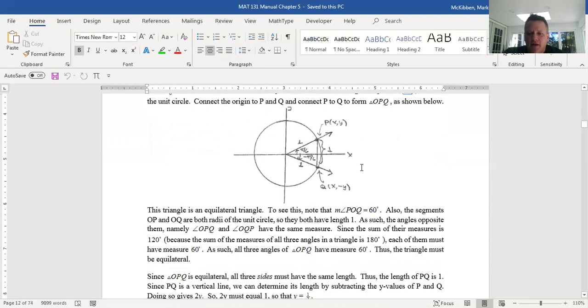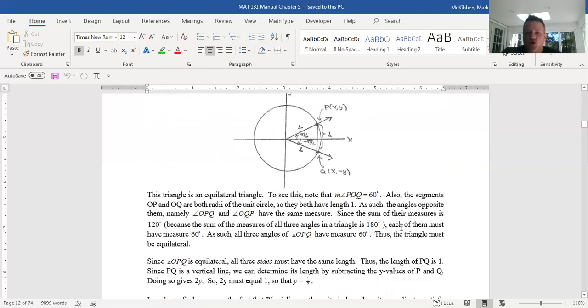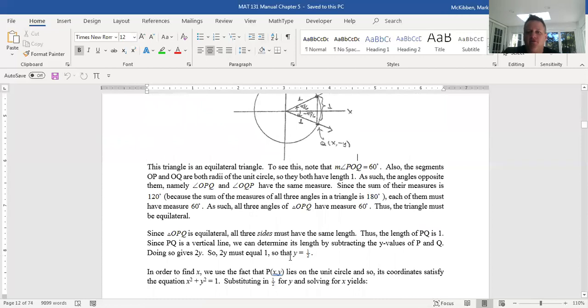But what we know is that this side length here is 2y, right? Remember the distance formula. The x stays the same, but if you take this y minus negative y, the length of that side is 2y. And so 2y has to be 1. It has no choice because these sides are both 1 and it's equilateral. So we know that the y value is 1/2.